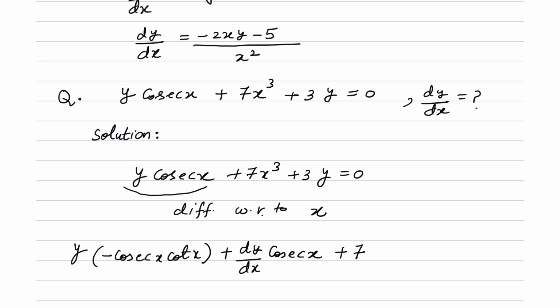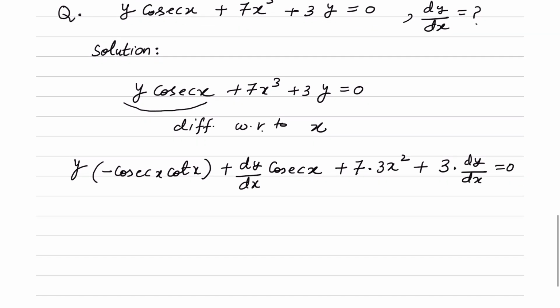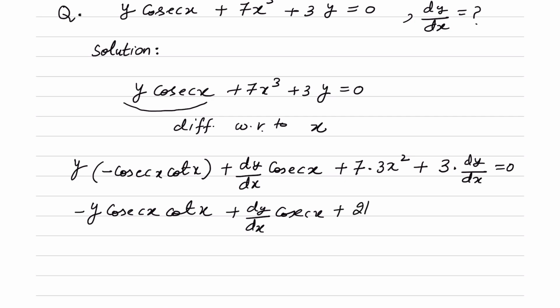Plus 7. Derivative of x cube with respect to x is 3x square plus 3 into derivative of y with respect to x, which is dy by dx, equal to 0. Let's simplify this expression. Minus y cosecant x cot x plus dy by dx cosecant x plus 7 times 3 is 21 x square plus 3 dy by dx equal to 0.